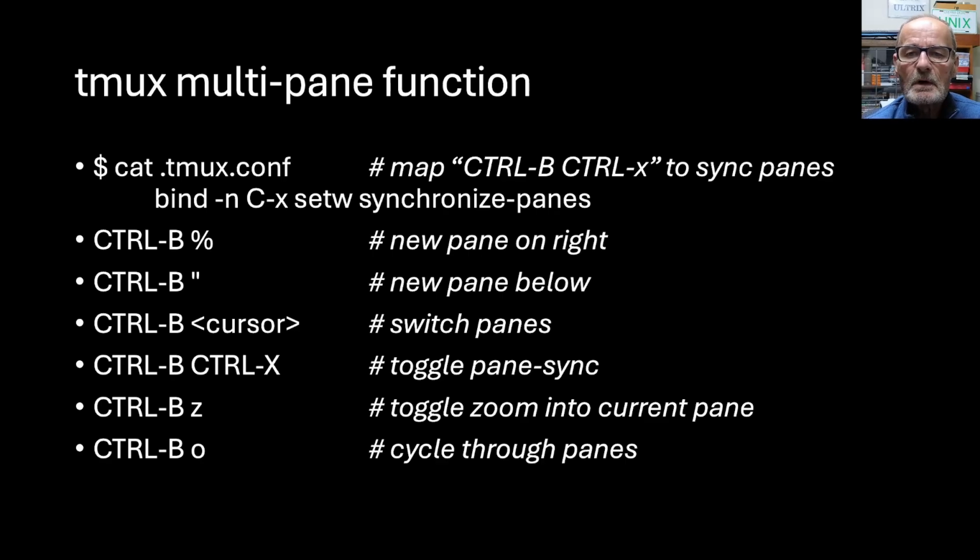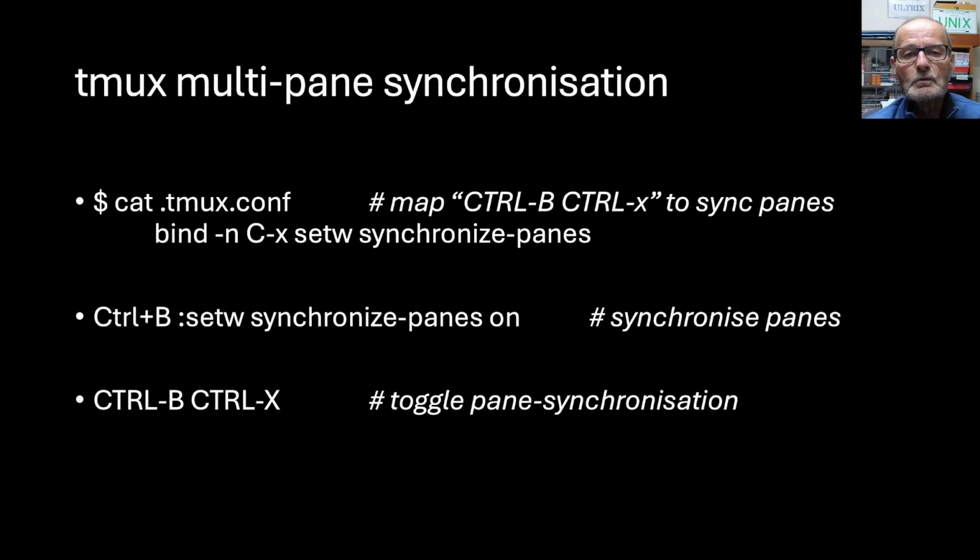Really nice one is Control B Z, which will zoom you into a single pane. Control B O is also useful. It's less painful to type than the cursor keys, and it will cycle through the panes.